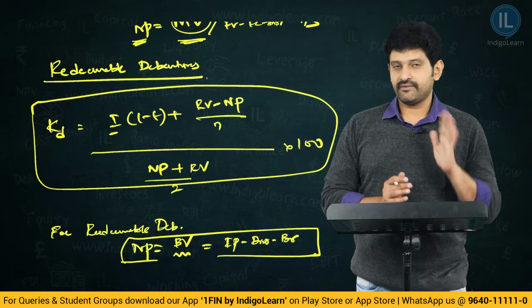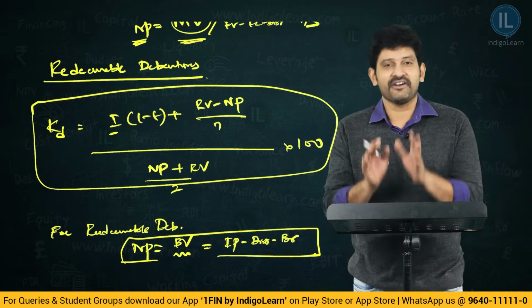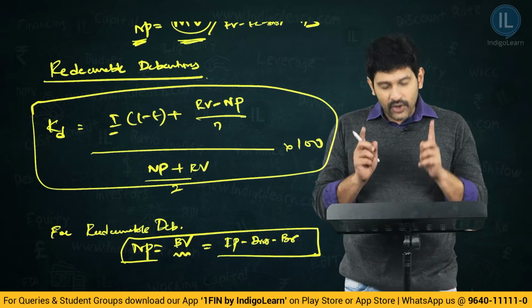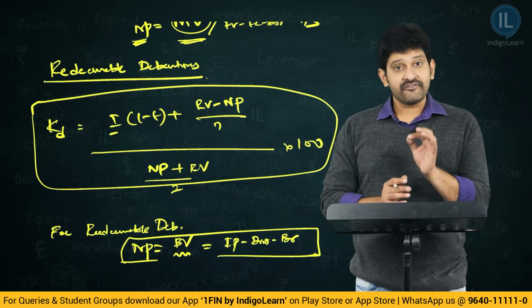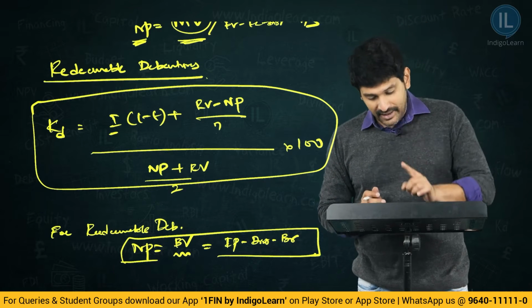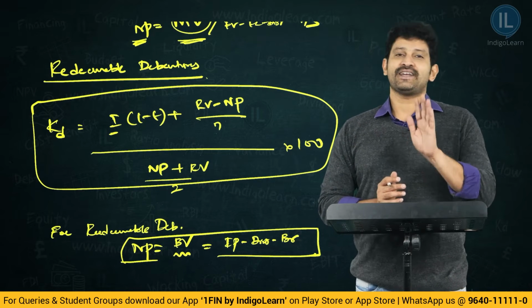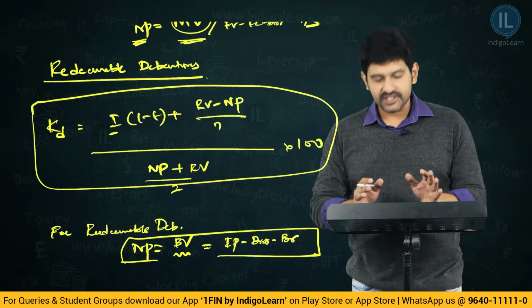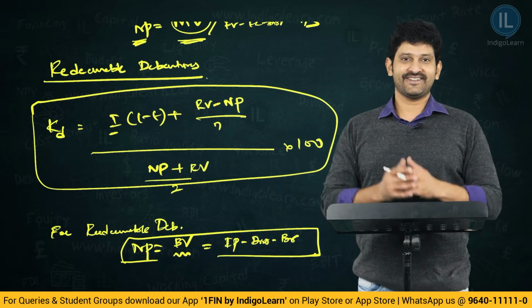So, based on the book value we will take. Suppose book value is not given, market value is given. Okay, take market value, who's stopping? I said prefer. So, the golden rule, I repeat one other time: for irredeemable debentures, prefer market value as net proceeds. For the redeemable debentures, prefer the book values as net proceeds, and that's it. So with this, we are done with the computation of cost of redeemable debentures.